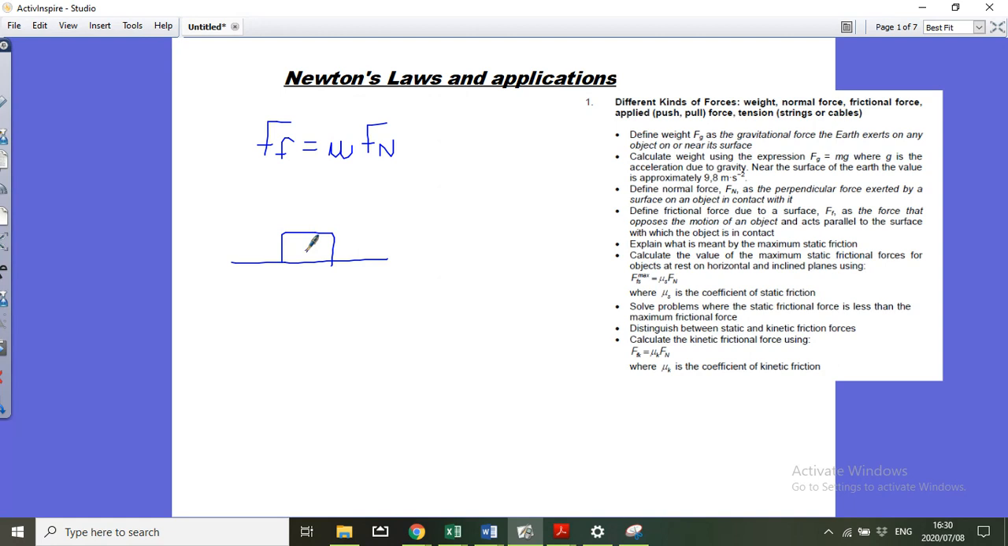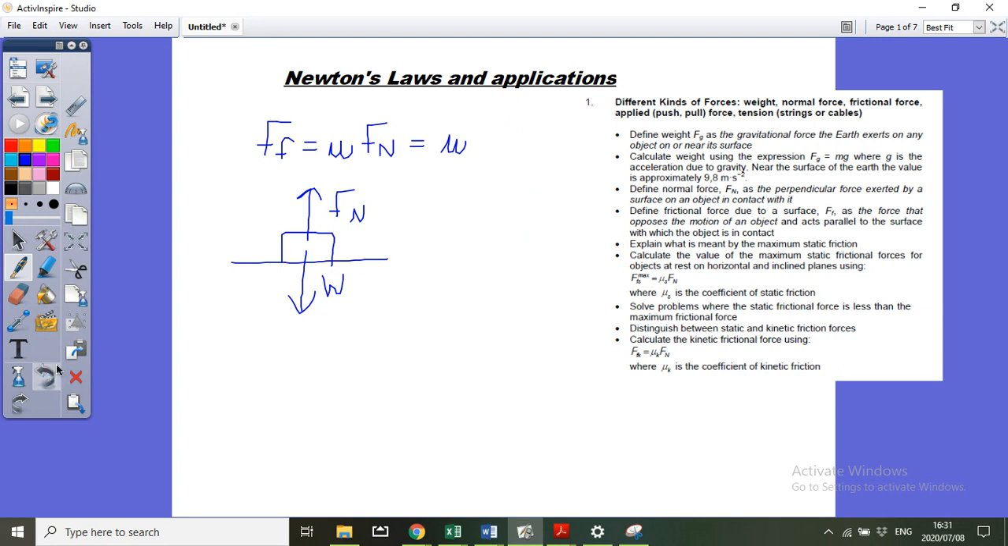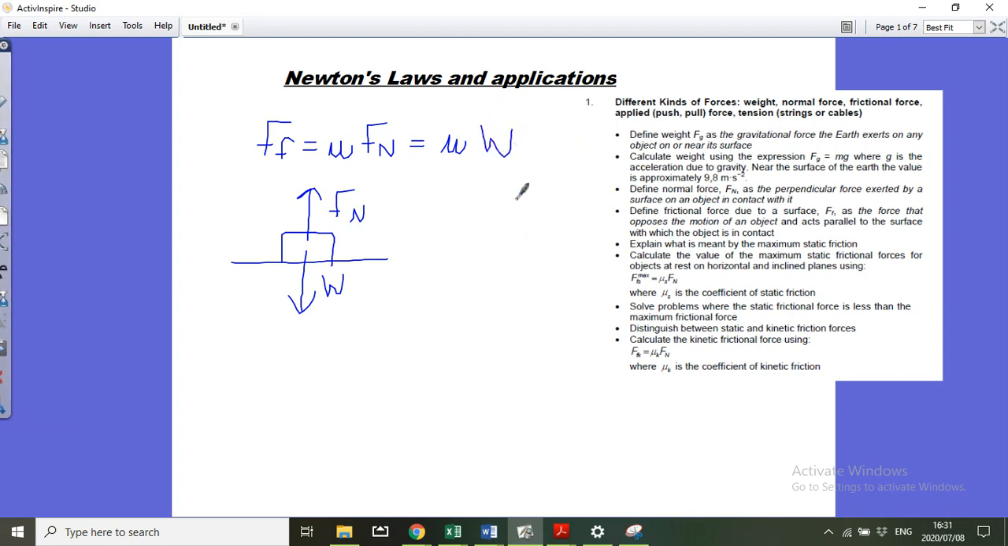So if you have an object here, you have a force acting down, which is the weight. You have a force acting up, which is the F normal, which is the surface on this object. And because this object is in equilibrium, like we learned in chapter 1, the upward force and the downward force must be equal to each other, and therefore it will be easy to work out the frictional force because it will just be mu times F normal, which then is the weight. Okay, so you can replace the F normal with W or Fg, it really doesn't matter what you use.